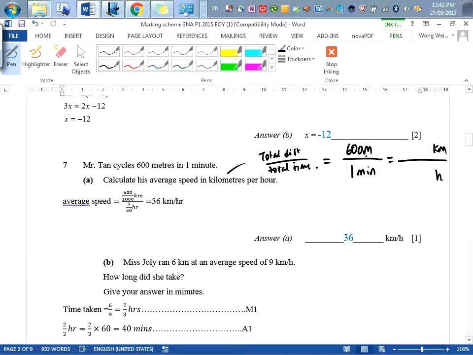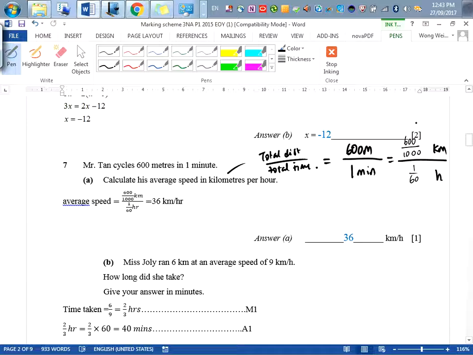How much is 600 meters to kilometers? From meters to kilometers, what do we do? Divide by 1000. So 600 divided by 1000. Okay, so the numerator is still equivalent. Now in the denominator, 1 minute, change it to hours. How do we do that? Divide by 60. Okay. 1 over 60. So this is it.